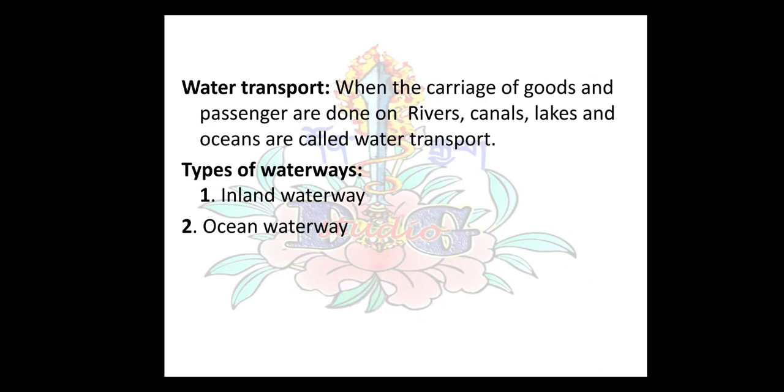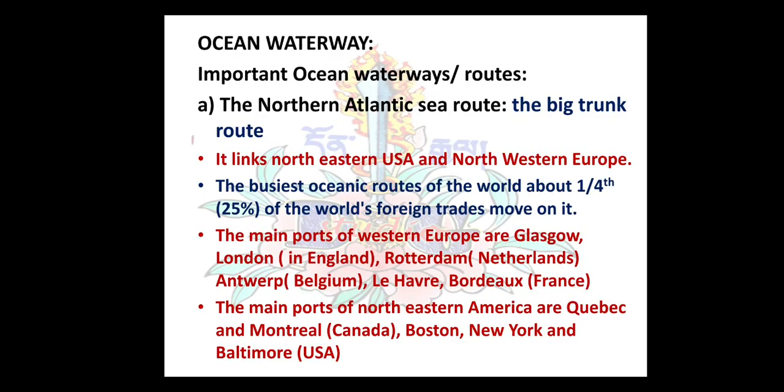So inland we have water bodies such as rivers and lakes. If we navigate in lakes and rivers in order to transport goods and passengers from one place to another, these are called inland waterways. And ocean means if we navigate on open sea like the Indian Ocean or Pacific Ocean, then these are called ocean waterways or sea waterways.